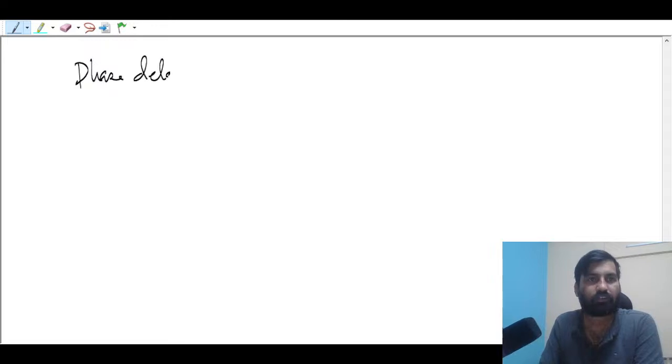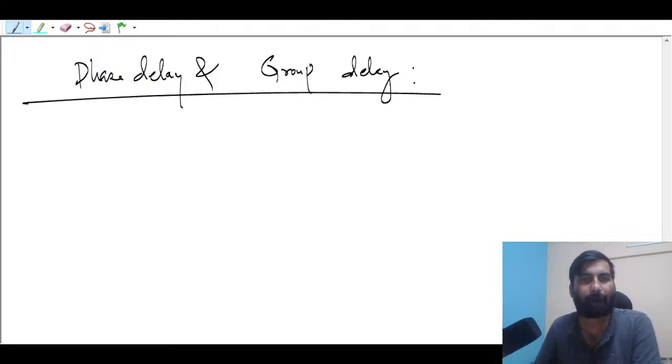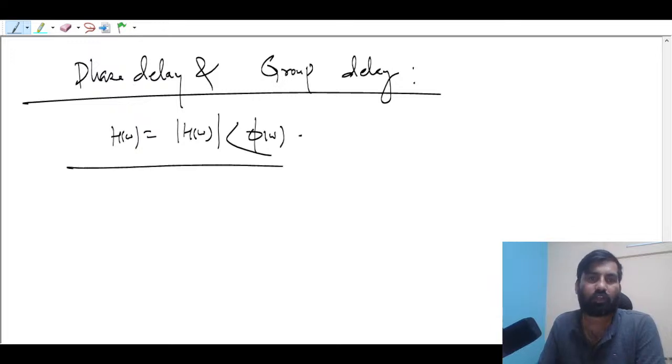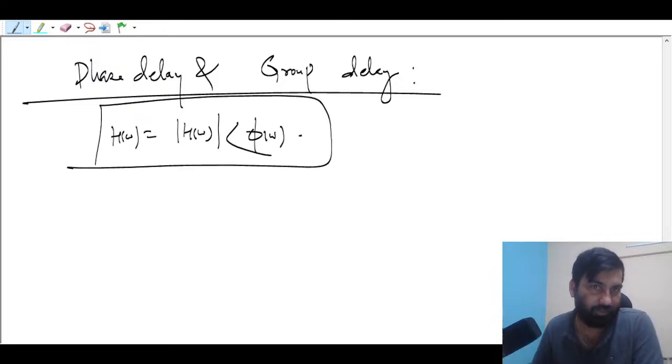Phase delay and group delay. ये भी क्वेश्चन आता है आपके एग्जाम में. So suppose you have got a transfer function H of omega. From the transfer function, what you can find out? You can find out the magnitude, or you can say the gain, and the phase, and then decide whether there is a phase delay or not, right? So or group delay कैसे find करेंगे, right?